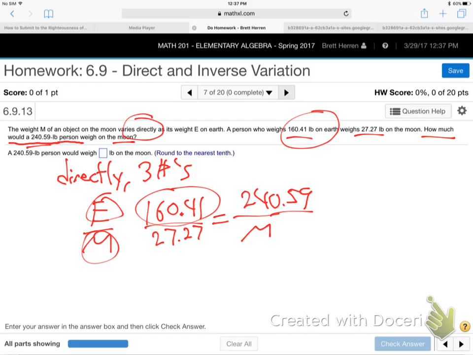Diagonal, diagonal. So we got the round right. Yeah, round to one decimal place, tenths.